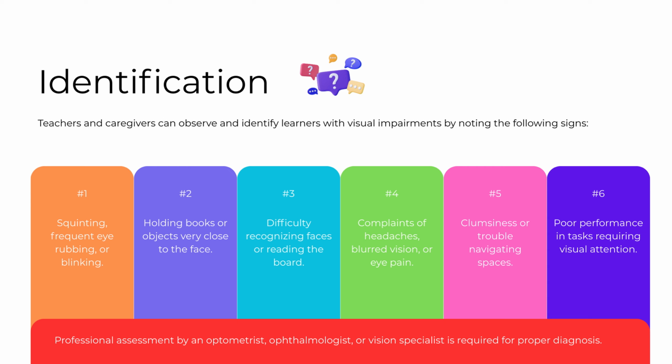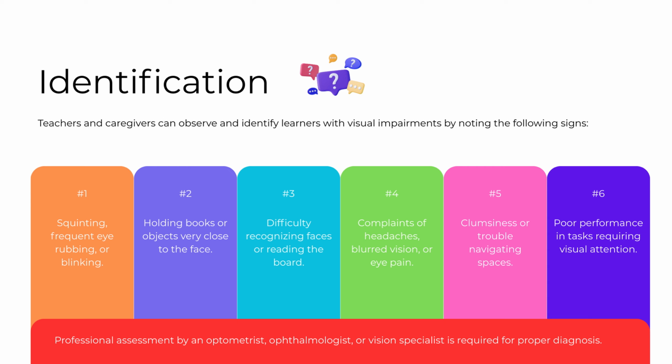The third one is difficulty recognizing faces or reading the board. This affects distance vision, which is critical in a classroom for learning, reading the board, and recognizing people. So, blurry vision at a distance affects social interaction, where a child might miss social cues or avoid group work out of frustration or embarrassment.